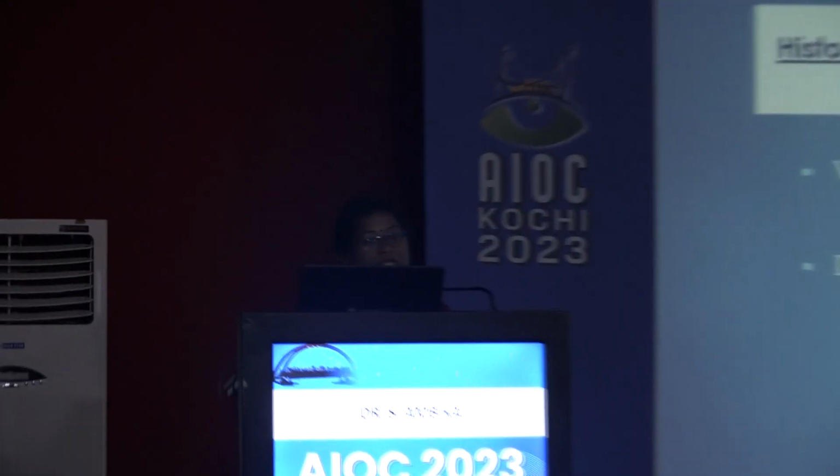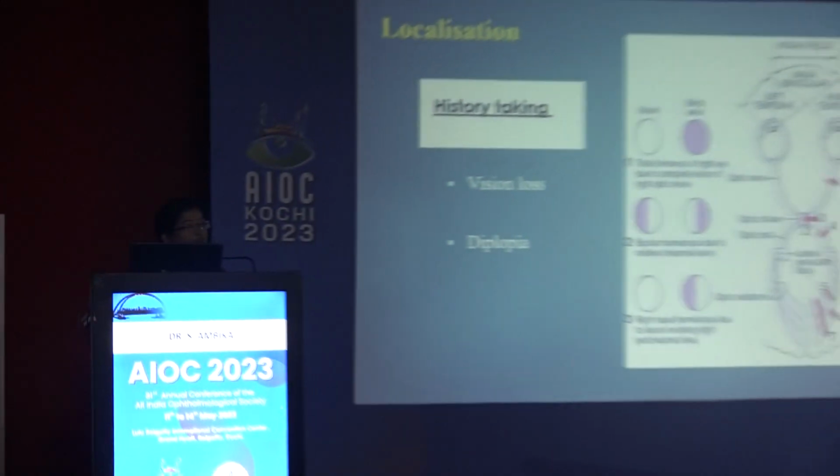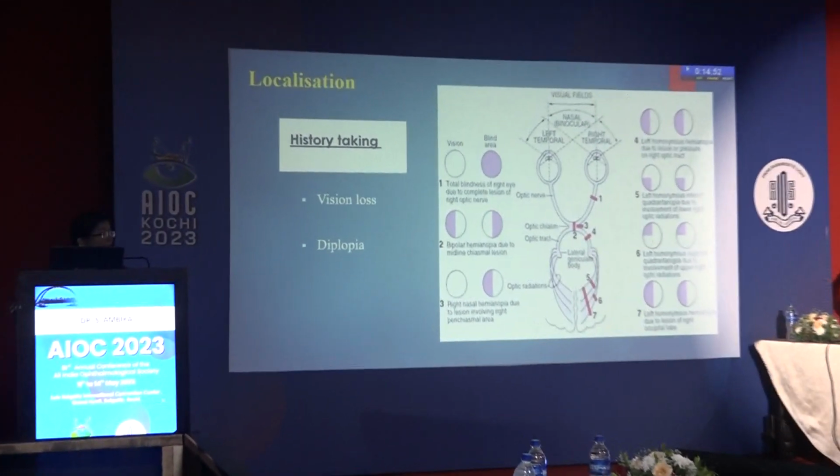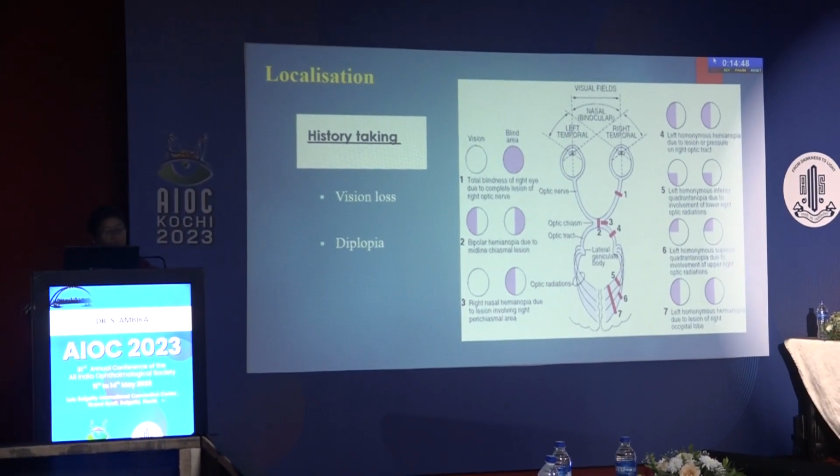So my talk is on localizing lesions. And we all know that in neuro-ophthalmology, there are two main complaints which do present to us: vision loss and diplopia. With this 15 minutes, I will try to do the first one, and I doubt whether I could move on to the second.